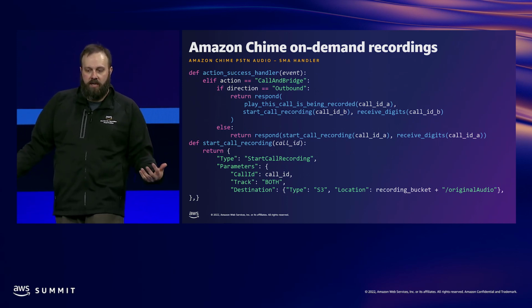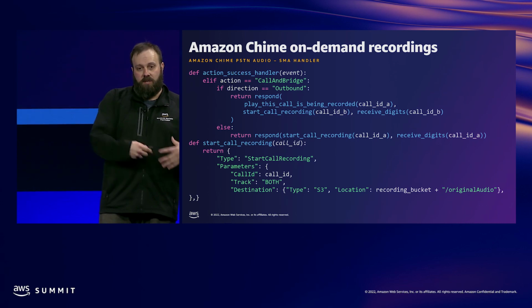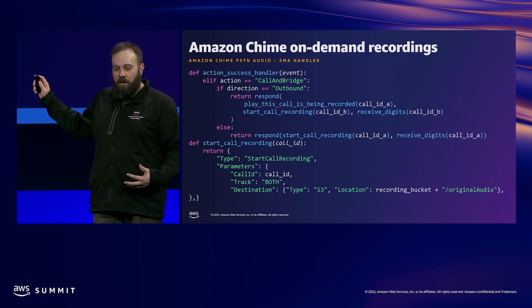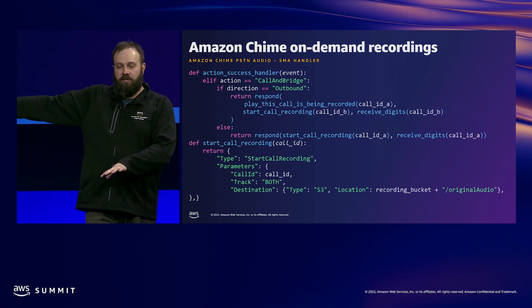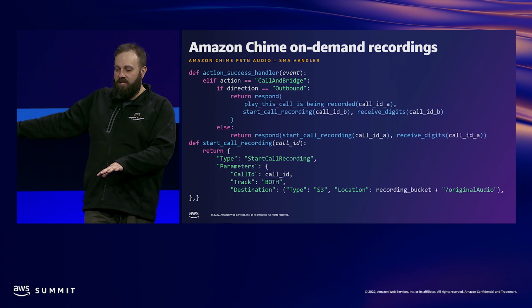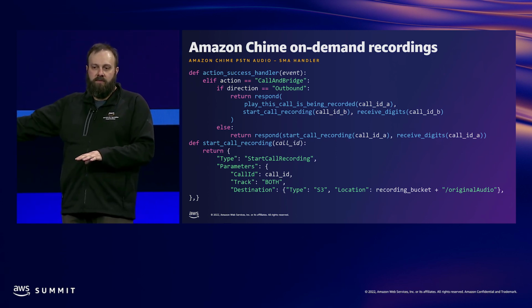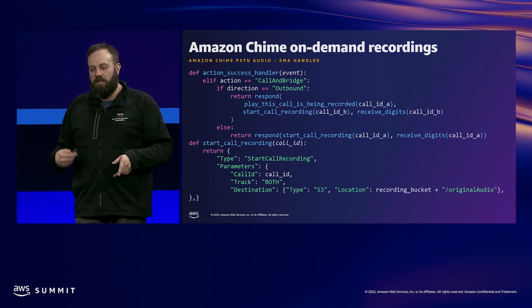So great, we've got the call. Now what we're going to do is send an action back once the call has been established that says, hey, let's start recording. So all we have to do is take this call and send it to an S3 bucket that we've already provisioned. We're going to dump it in a prefix, original audio, and we're going to pick that information up on the Transcribe post-call analytics once this call has completed.